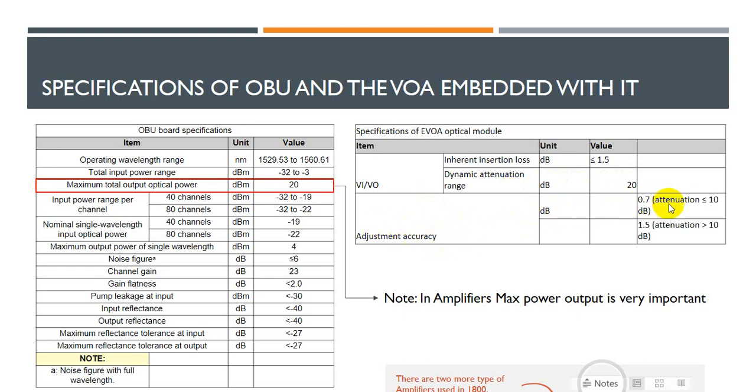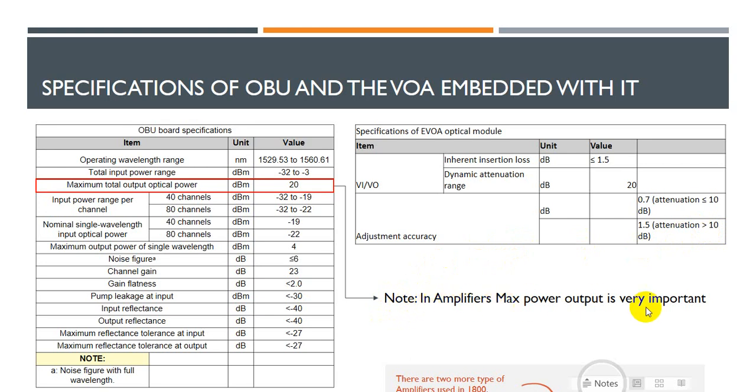accuracy. Okay, so it is 0.7 attenuation for less than or equal to 10 dB, and 1.5 attenuation for greater than 10 dB. So that is the accuracy of adjustment.